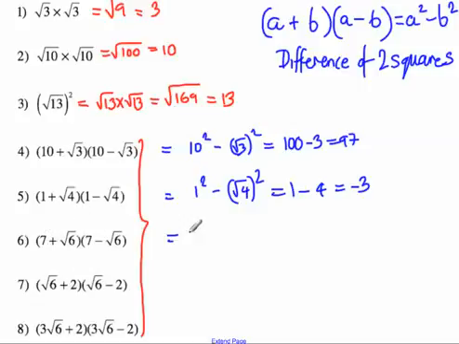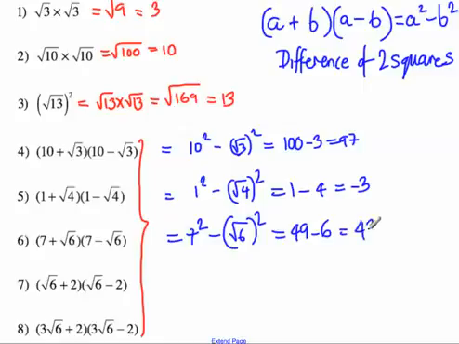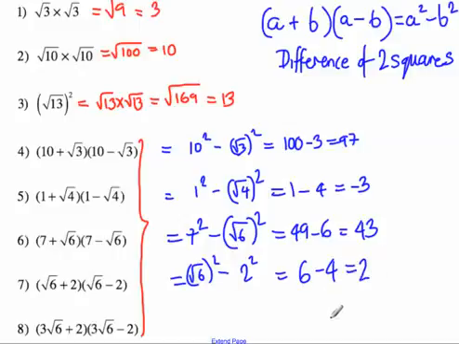First number squared is 7 squared, subtract root 6 squared. 7 squared is 49, root 6 squared is 6, 49 take away 6 is 43. Next one. First number is root 6. Root 6 squared, subtract the second number is 2 squared, which is 6 take away 4, which is 2.